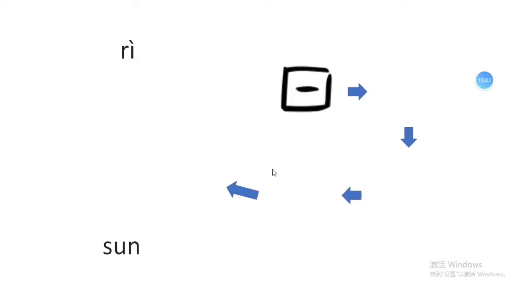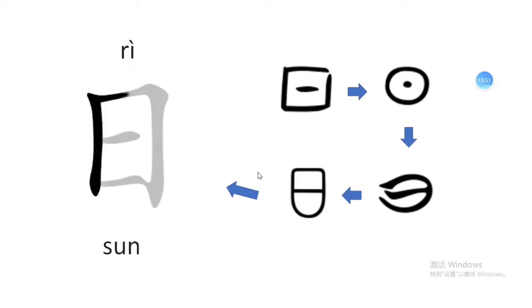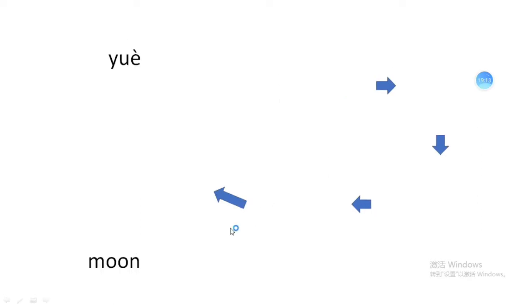How about this? What do you think this character is? Actually, it means sun. Okay, just like the sun. Sun is pronounced as 日. For example, Sunday, we can say 星期日. Okay, you see this is just like the sun, right? It's in a circle. Okay, so now let's move on.